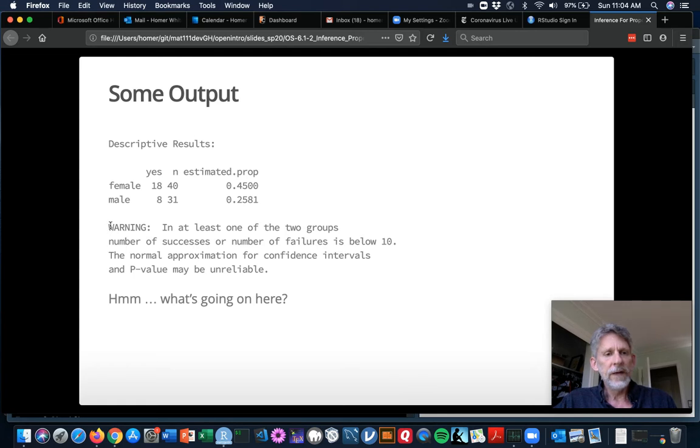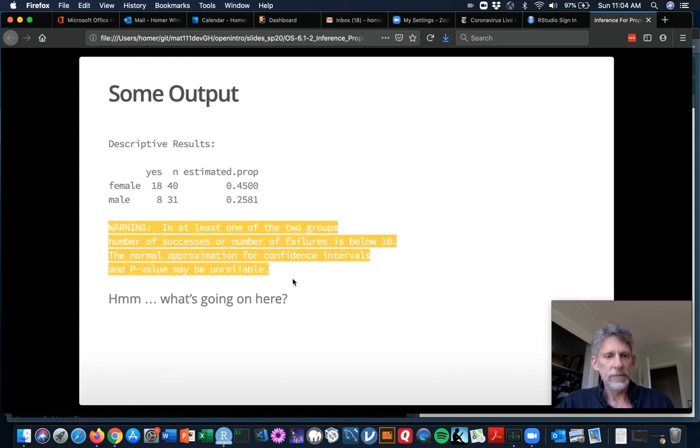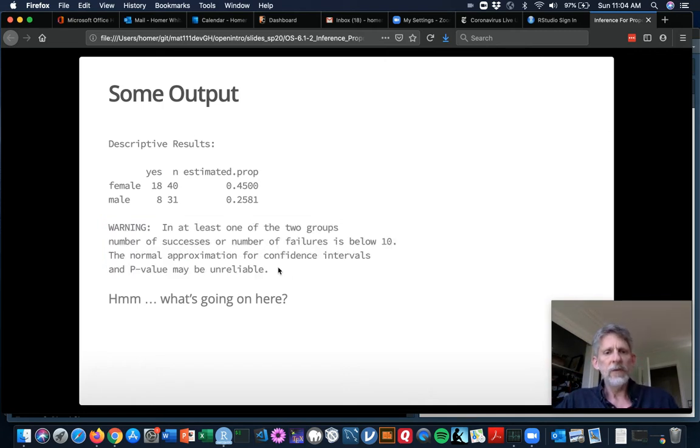Now, right underneath it, though, there's a warning. I mean, we're just getting started. We're setting up, we're looking at our data, we're thinking about setting up null and alternative hypotheses, and boom, we get this warning. In at least one of the two groups, number of successes or number of failures is below 10. Well, yeah, look at that, the 8 there. The normal approximation for confidence intervals and p-value may be unreliable. So let's make sure we know what's going on here.